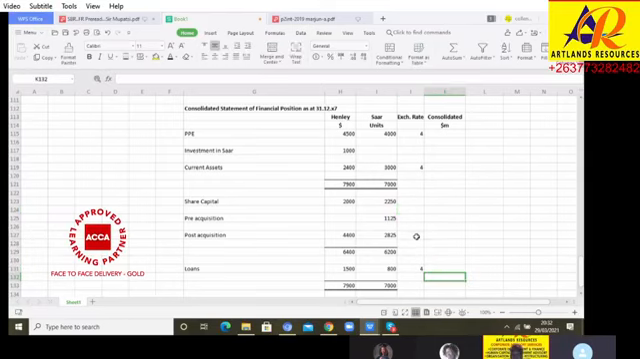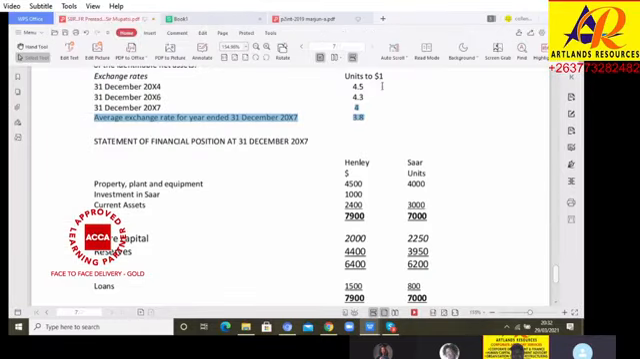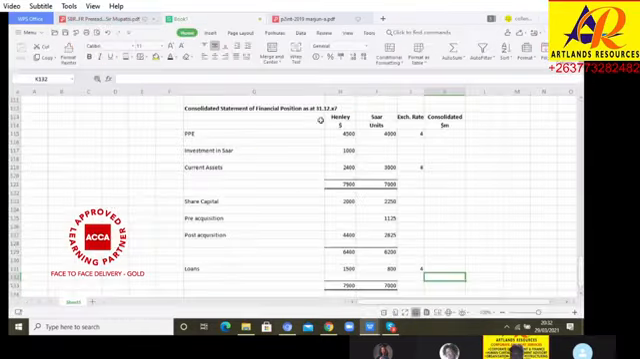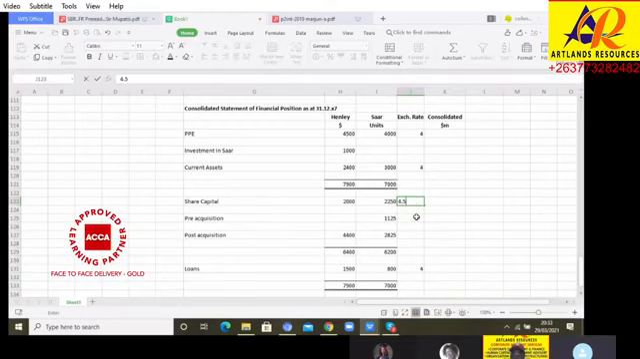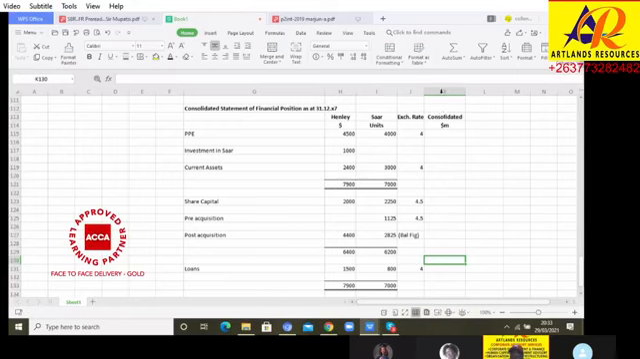Share capital and pre-acquisition reserves are translated using historical rate, meaning the rate which prevailed when we bought. We bought when the rate was 4.5. So you put share capital 4.5 and pre-acquisition reserves 4.5. Post-acquisition reserves are not translated per se. We get them as a balancing figure. I told you this.